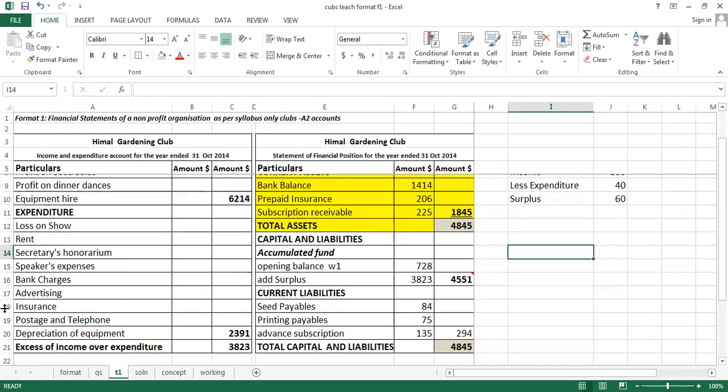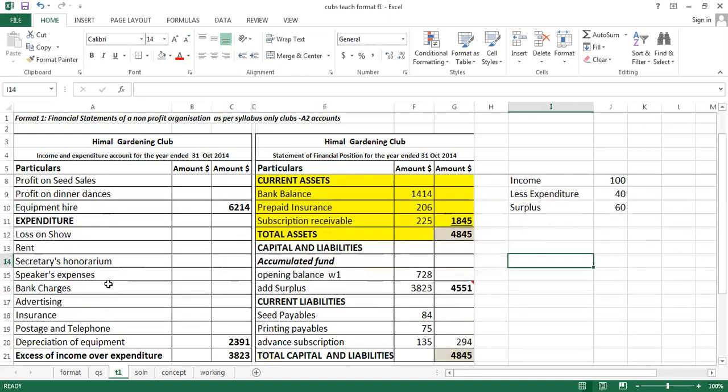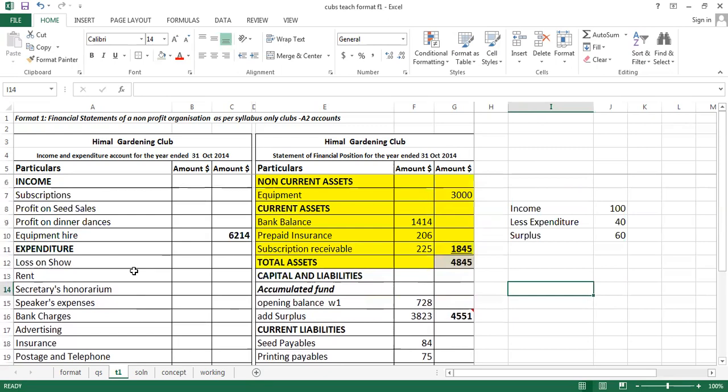Okay, we're going to start the question. I have a ready-made format with all the headings, printed, just to make it easy for me to quickly teach in the video. So under income, you have subscription, profit on sales, profit on advance, equipment, and so on. I'll explain step by step why they are income. Down below, if you have a list of expenditure, these also I will mention in a while. So we go back to the question now.